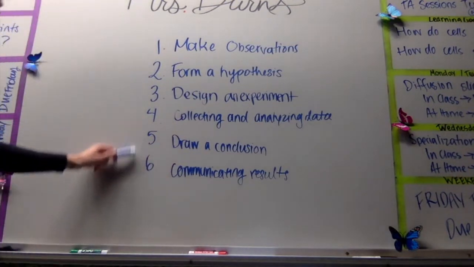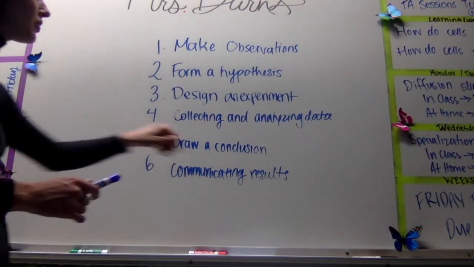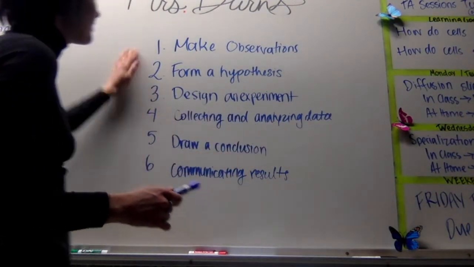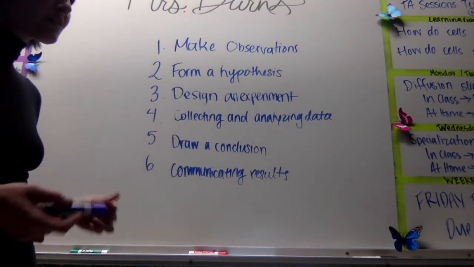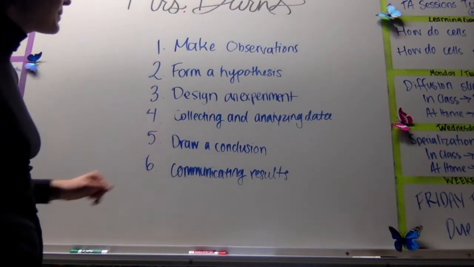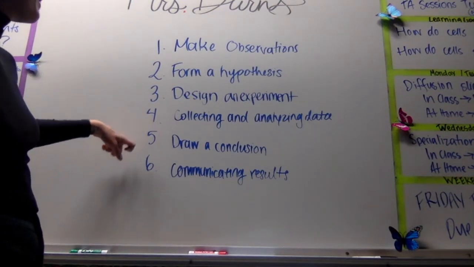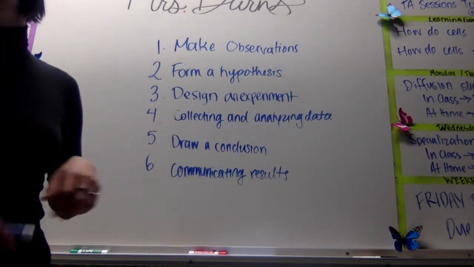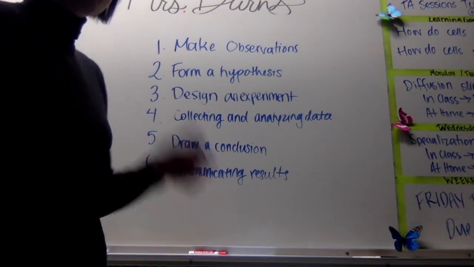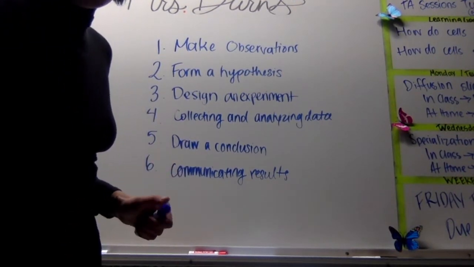So these are those 6 steps. Remember, we've done these in class, and so it's not so much about just memorizing what these steps are, but instead going through the experiments that we've done and remembering when we made observations, when we formed hypotheses, when we designed experiments, collected and analyzed data, drew a conclusion, and communicated results. So that is the first question here. Let's go to the next question.